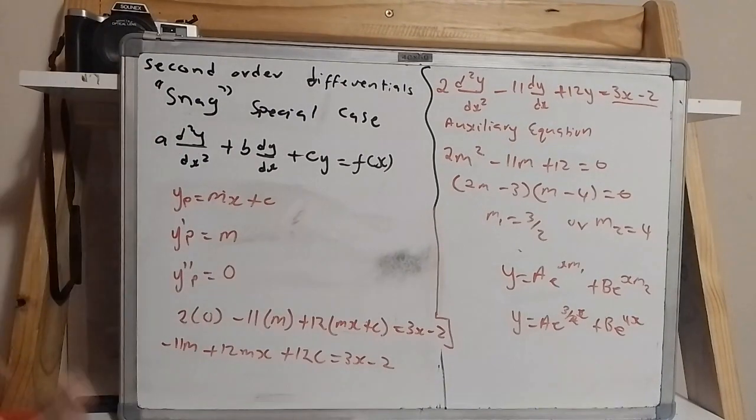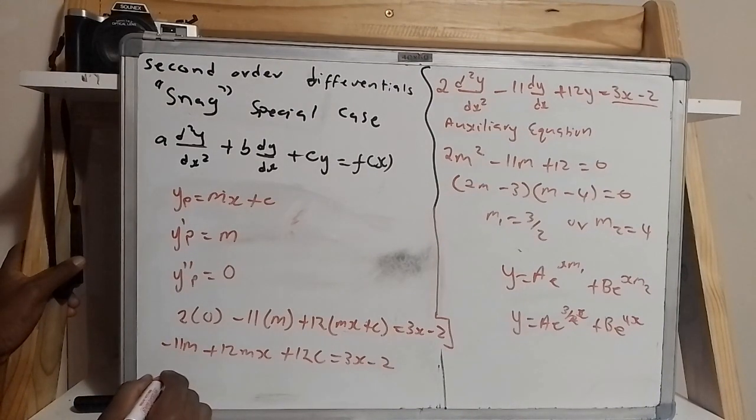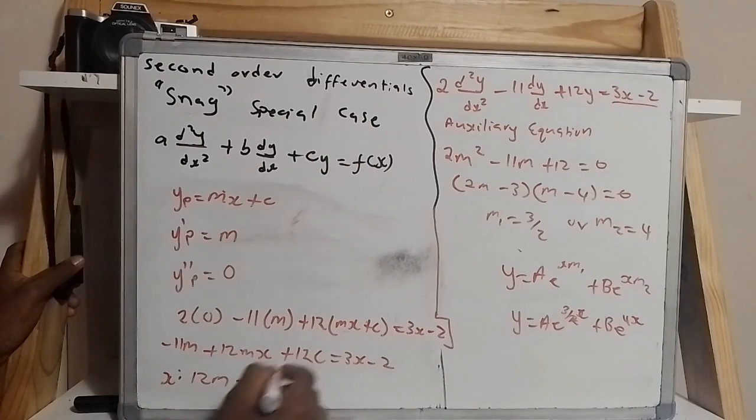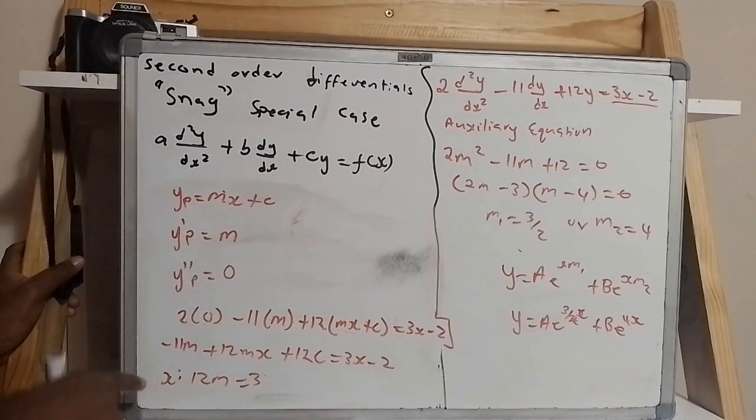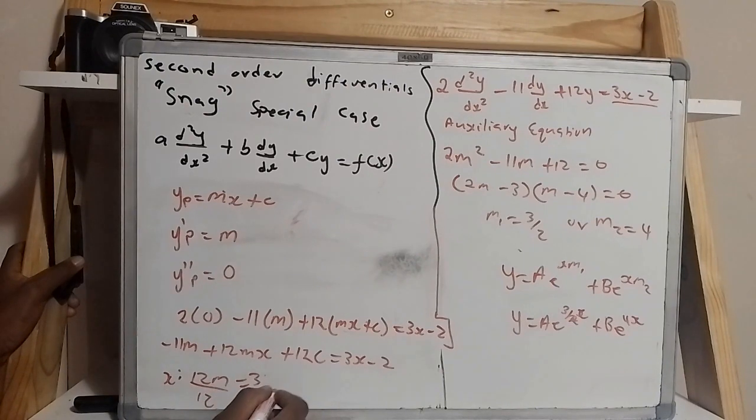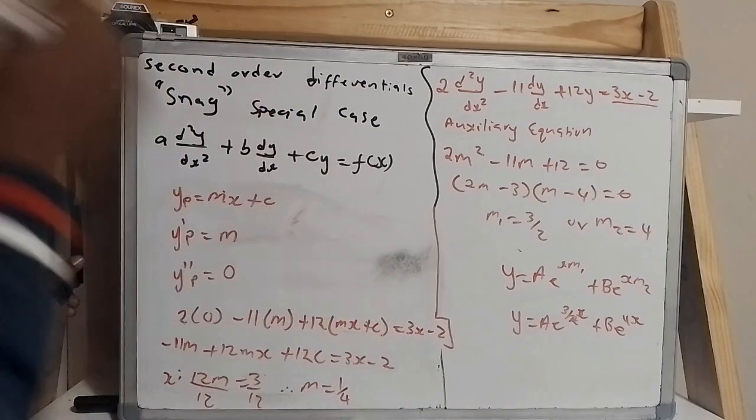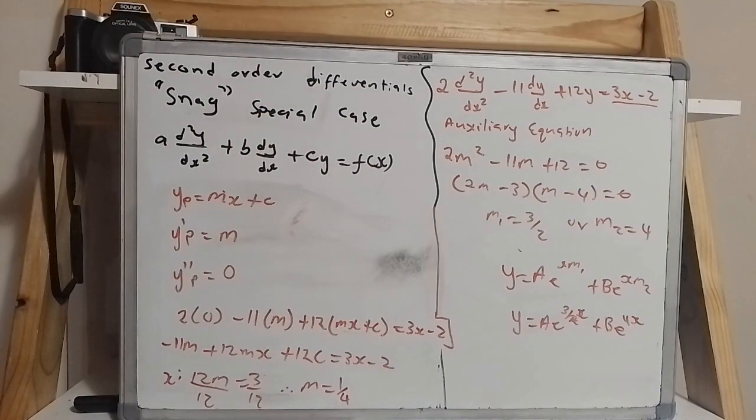If I take the terms that have x and solve them first, for x, I have 12m, which is equal to 3, because I took this 3 here. Then I can divide by 12, divide by 12. Therefore, the value of m is a quarter, 1 over 4, right?